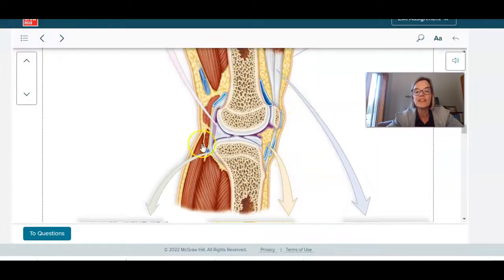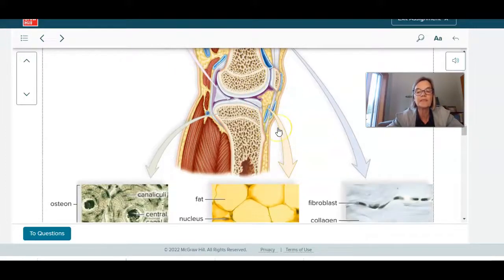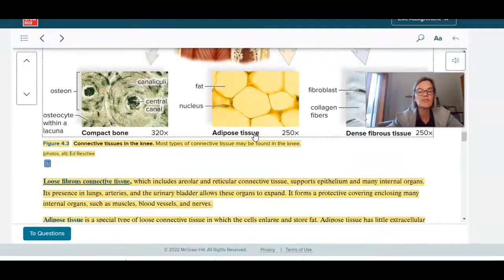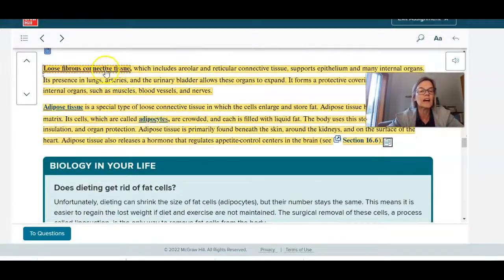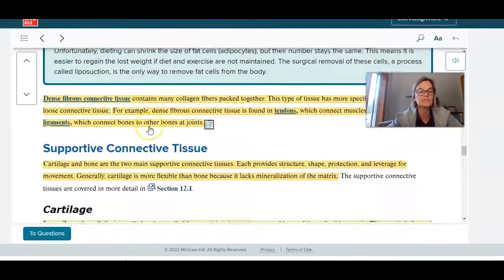So if we continue to look at this knee joint, you can see that there's fat around there connecting, cushioning tendons and cushioning different parts of that structure. And there's also some storage of fat in there. Okay, so those are all connective tissues, and it talks about those in this section.